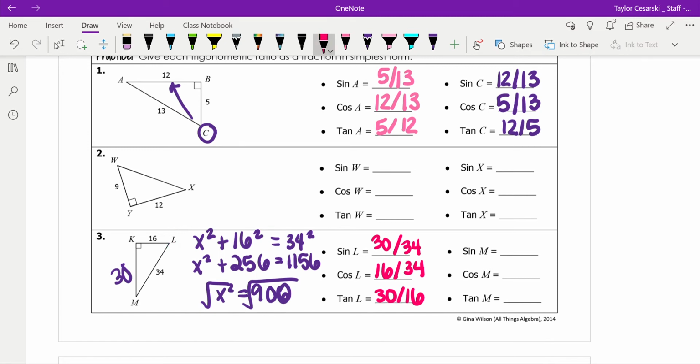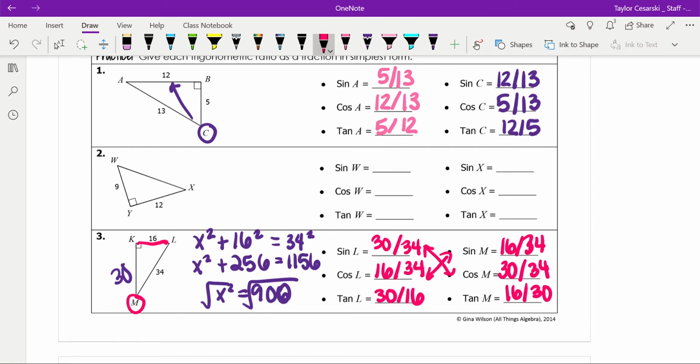Next, I'm going to look at angle M. So opposite is 16 over hypotenuse is 34. Notice your sine and your cosine will just switch right here. All right, so cosine of M is adjacent 30 over hypotenuse 34. And tangent of M is opposite 16 over adjacent is 30. And again, 30 over 16 flips to 16 over 30.